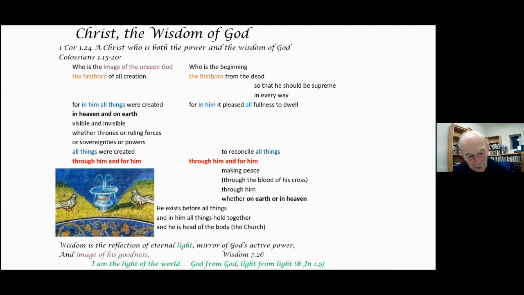If you look at the bottom of the slide, wisdom is the reflection of the eternal light, the mirror of God's active power, the image of his goodness. In the Book of Wisdom, wisdom is that by which God created the world. Wisdom was standing beside God when God created. And it was through his wisdom that he created.